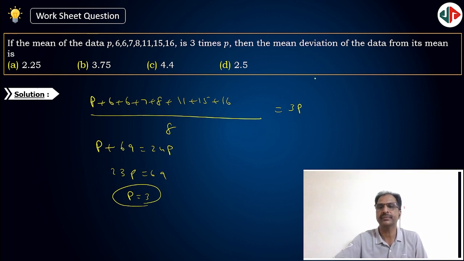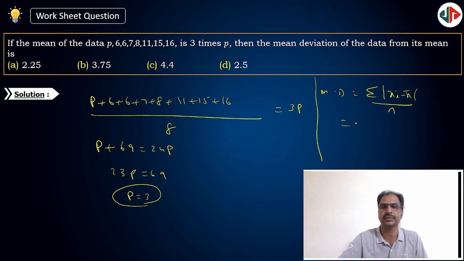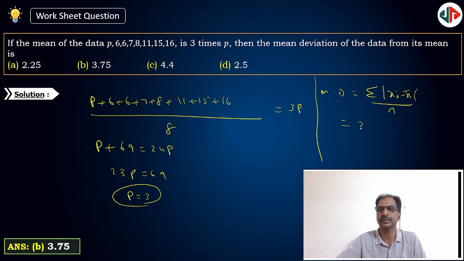Now, mean deviation of the data about mean. Again, mean deviation means sigma mod of xi minus x bar by number of observations. Use that formula and find the answer as 3.75.